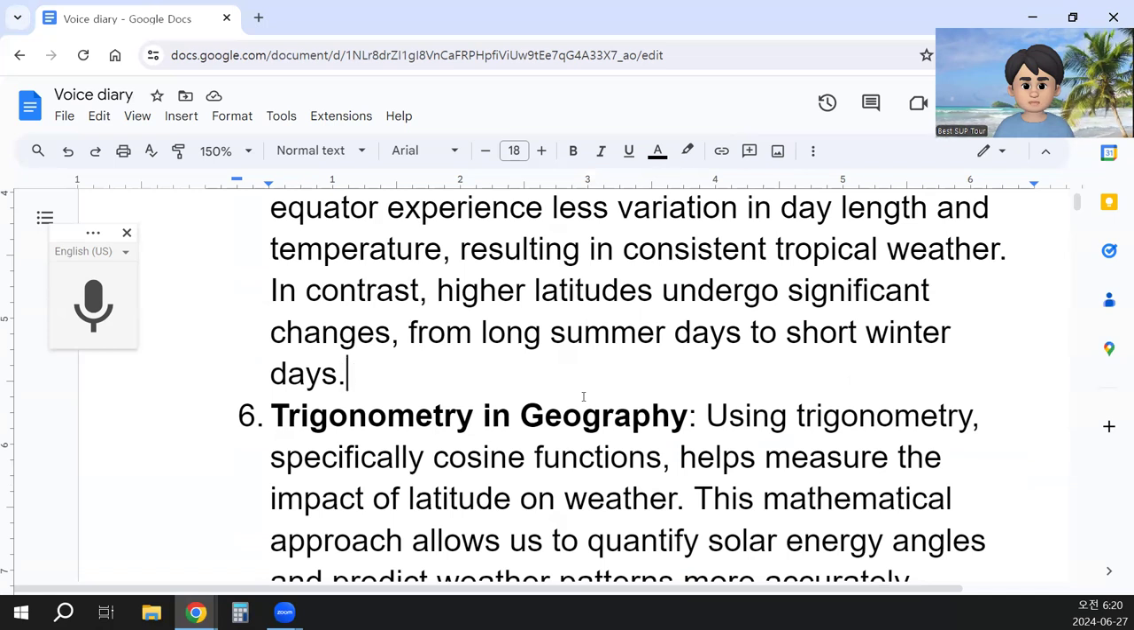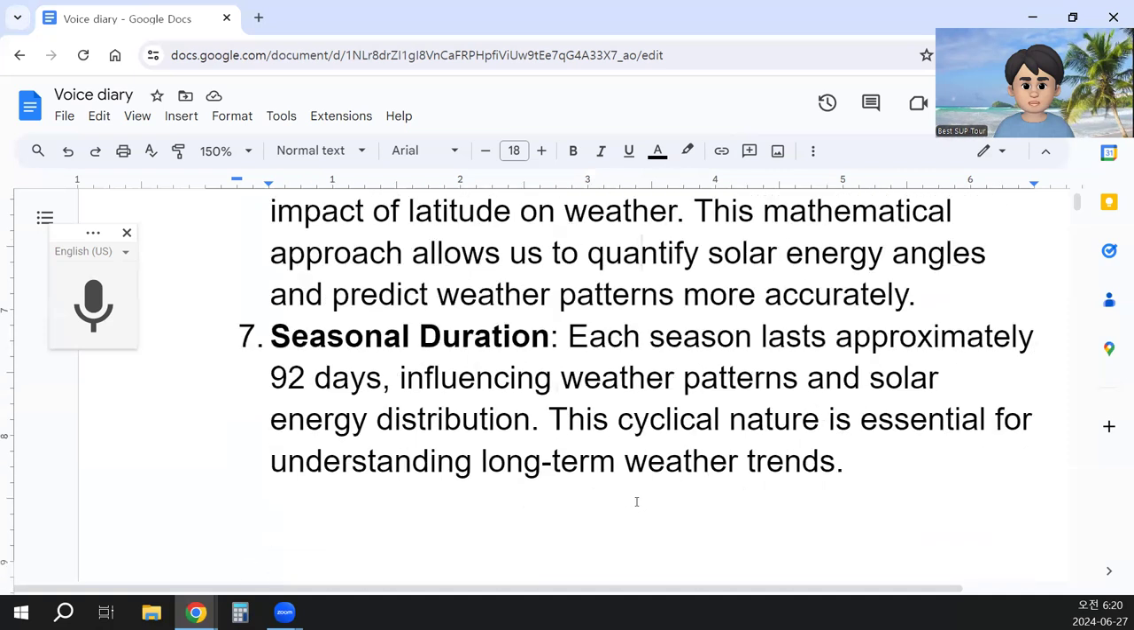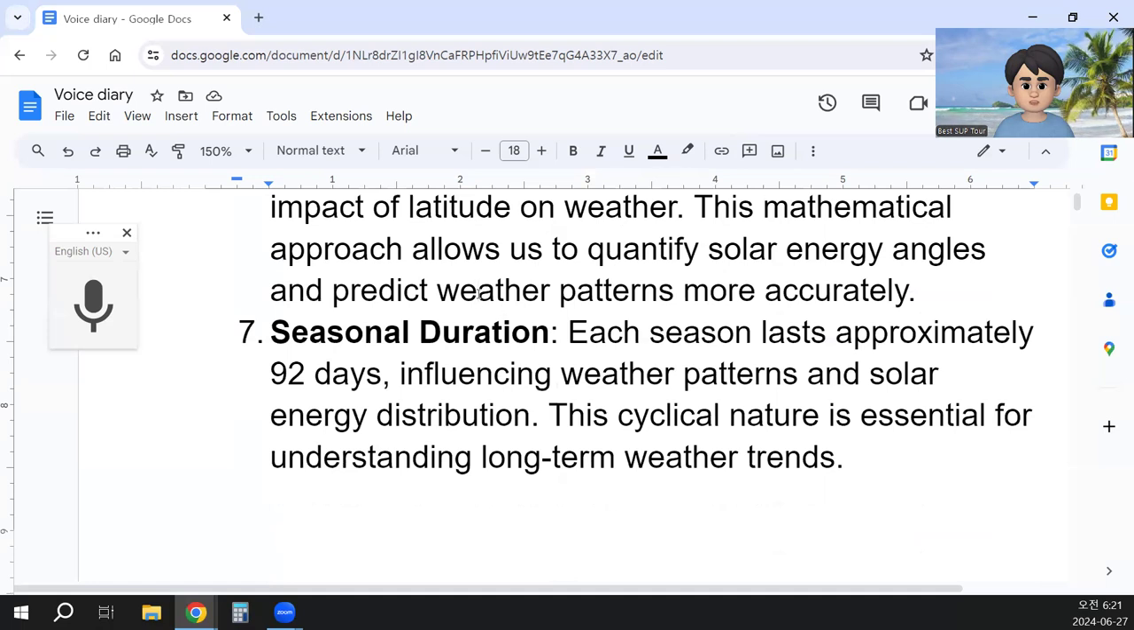Trigonometry in geography. Using trigonometry, specifically the cosine function, we can measure the impact of latitude on weather. This mathematical approach allows us to quantify the solar energy angle and predict weather patterns more accurately. Seasonal duration. Each season lasts approximately 92 days, influencing weather patterns and solar energy distribution.